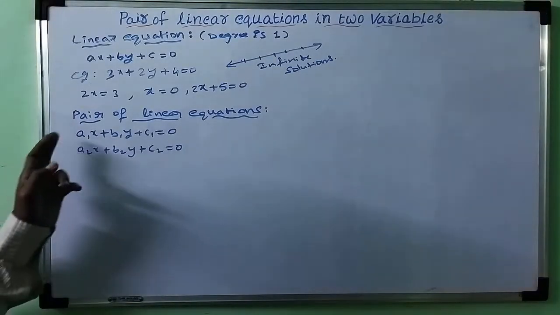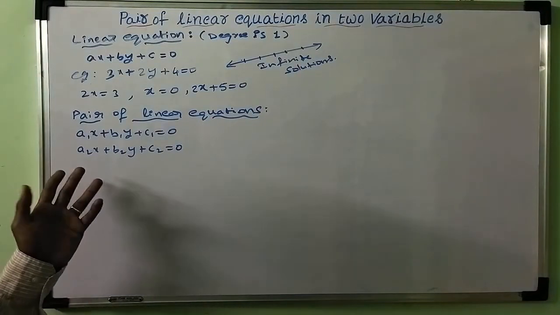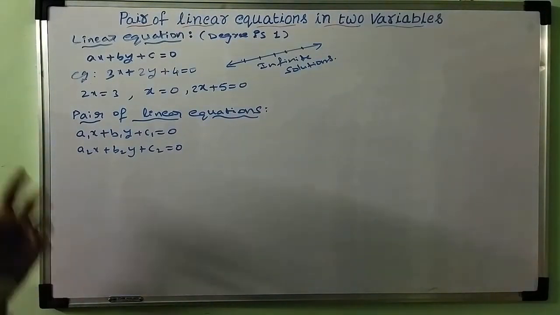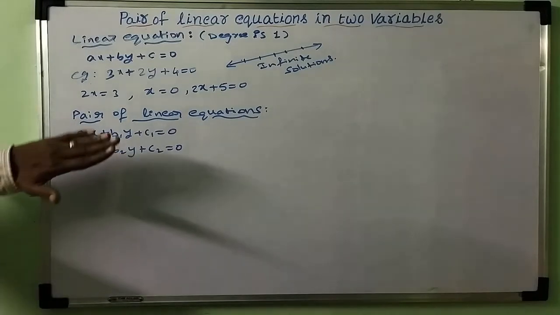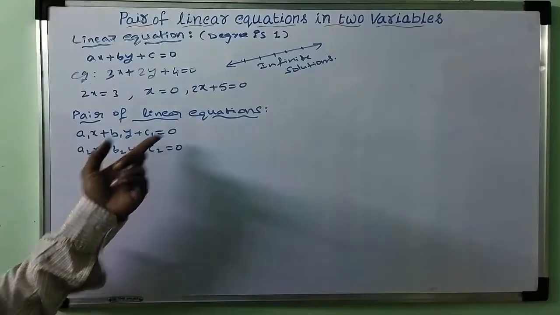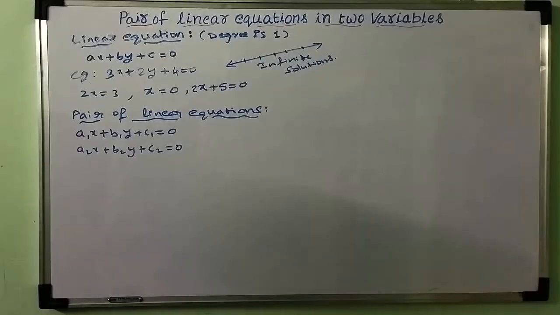If both a1 and b1 are non-zero, then only it is a linear equation in two variables. Otherwise it is a linear equation in one variable, if one of them is 0. If both of them are zeros, then it is not a linear equation. Why? Because then it reduces to c1 equal to 0. So it is not a linear equation.